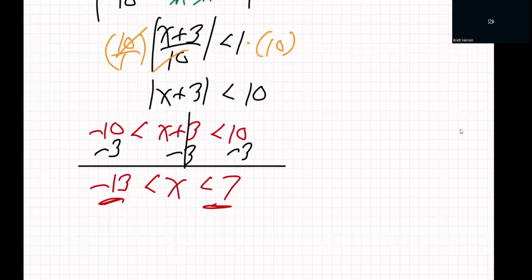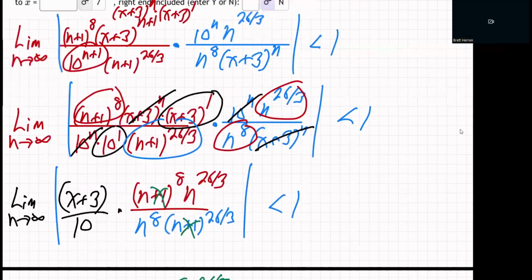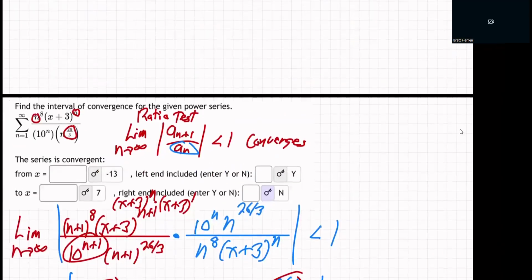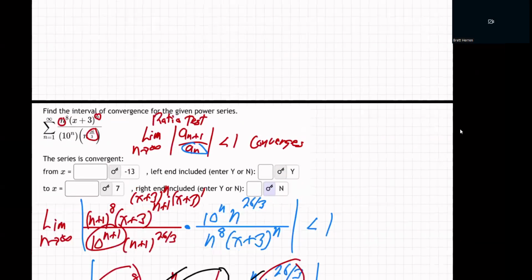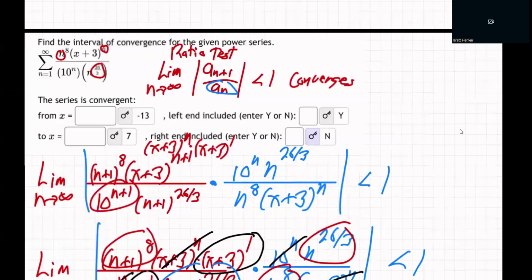But now we have to check the endpoints. See this, there's those answers. Minus 13 to positive 7. But now we have to check the endpoints. Turns out one of them is going to be a yes, one is going to be a no. How do we do that? How do we know that? Well, I'm going to try to scribble it in right up here if I can.